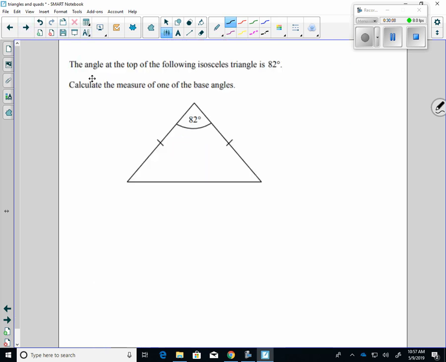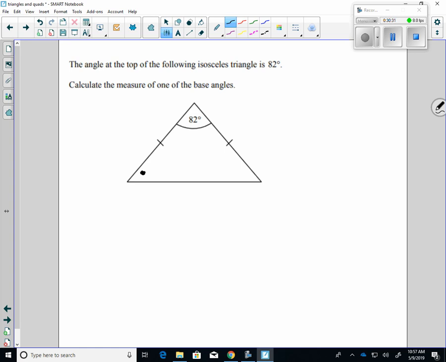Okay, one last one. You guys should be able to do this. The angle at the top of the following isosceles triangle is 82. Calculate the measure of one of the base angles. So they're saying, what is that angle there?